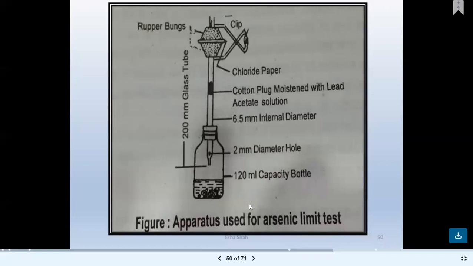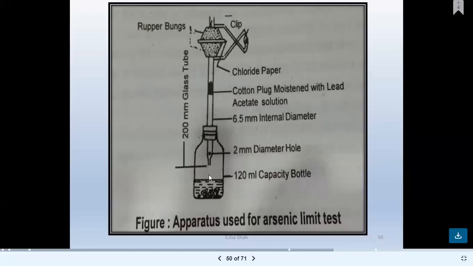If the intensity of the yellow stain coloration produced by the test sample is less than that of the standard one, obviously it contains less amount of arsenic impurities and it is tolerable and desirable. And if the intensity of the yellow color produced by the test sample is more than that of the standard one, it contains more than the allowable amount of arsenic impurity, which is undesirable and harmful. So this is the construction and working of the limit test for arsenic.